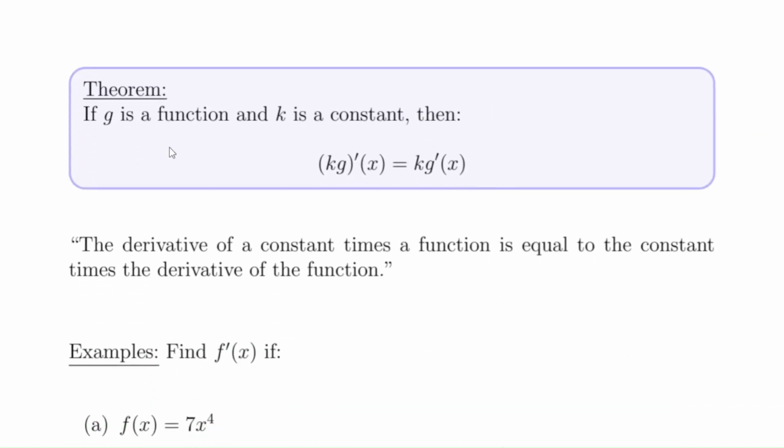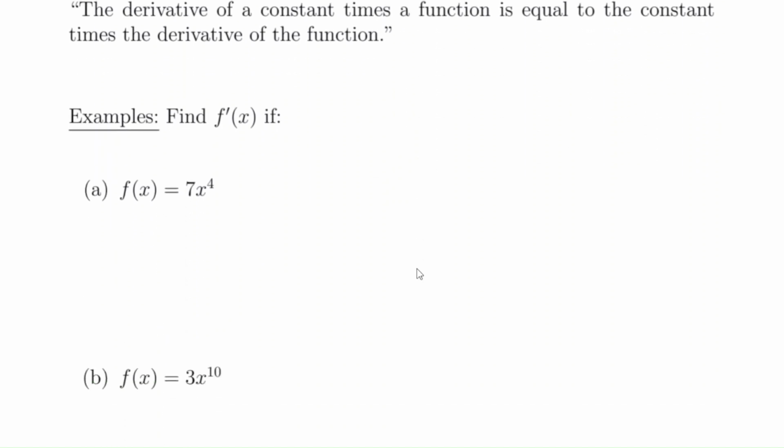Okay, the next theorem says, if g is a function and k is a constant, I don't know why I use g instead of f here, but if g is a function and k is a constant, then the derivative of k times g is equal to k times the derivative of g. Now, the notation here is a little messy and confusing, but the way I remember this is the derivative of a constant times a function is equal to the constant times the derivative of the function. And even saying it like that might be a little confusing, but let's do an example.